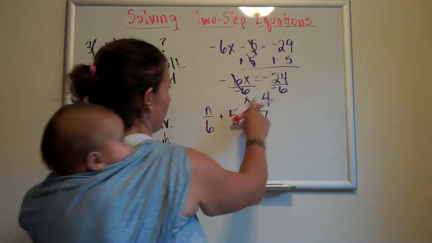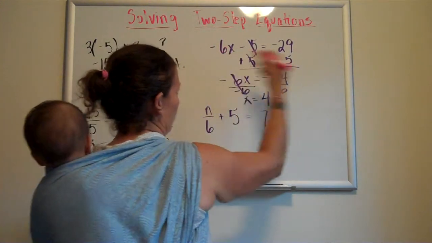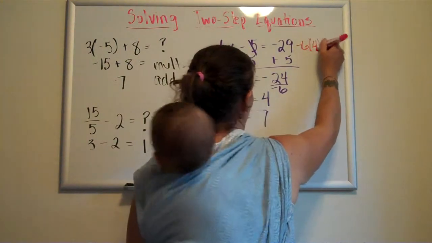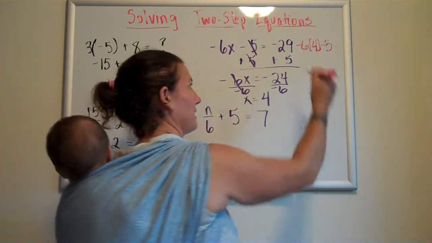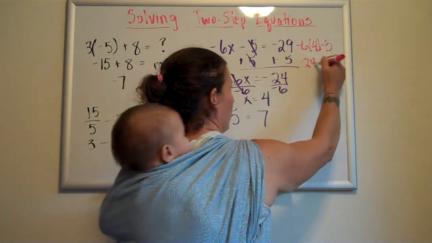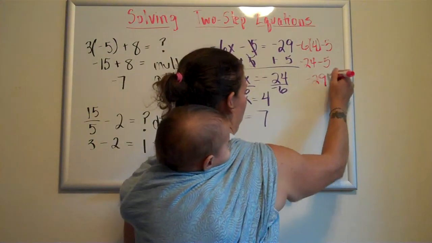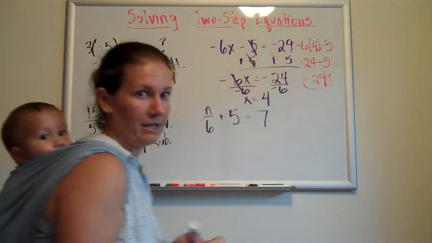So if x equals 4, I'm going to plug it back into the original equation using parentheses. So negative 6 times 4 minus 5. Negative 6 times 4 is negative 24, and negative 24 minus 5 is negative 29. And that's matching, so I know I'm correct.